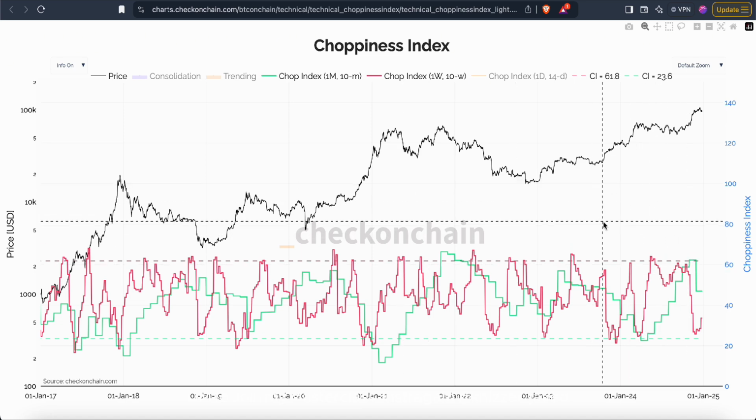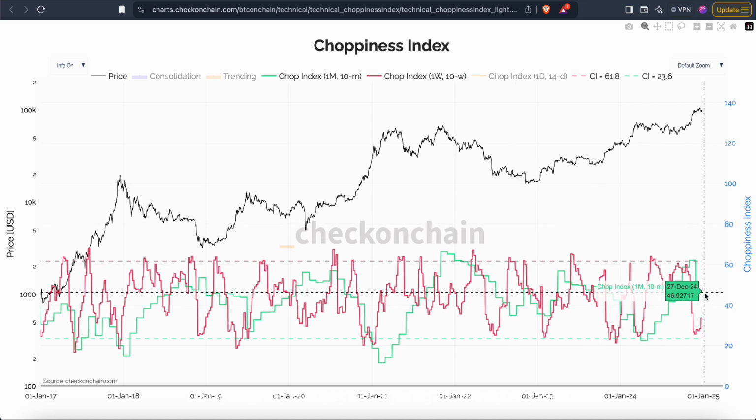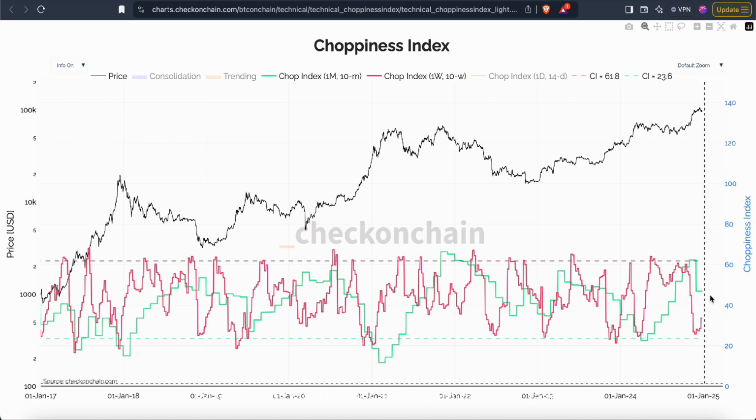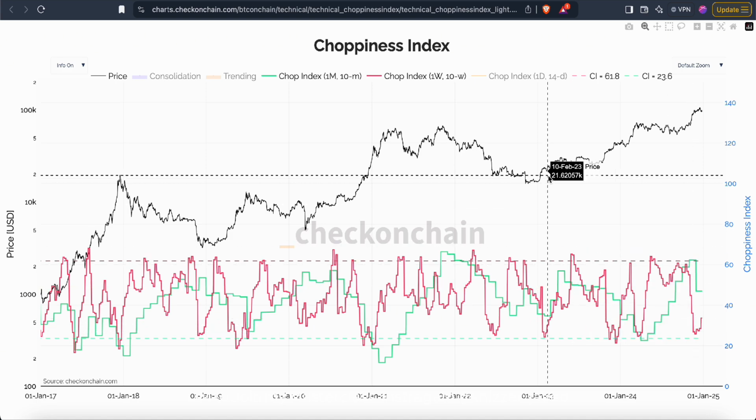The choppiness index, I am also covering this for quite a while, and as you can see, I was saying that it is going to start to move up, which is going to indicate the consolidation, and meanwhile the long-term 1 month to 10 month choppiness index is going to move sideways, and that is playing out exactly that way. Amazing to see.